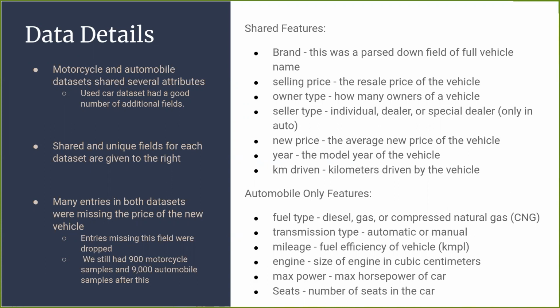Then the automobile data set also had a handful of additional fields that weren't present for the motorcycle one. Those are things like fuel type, transmission type, mileage, engine, max power, and the seats.